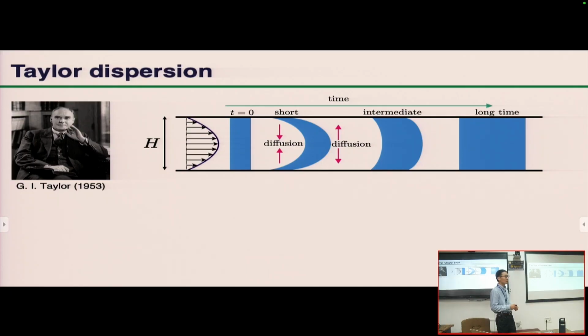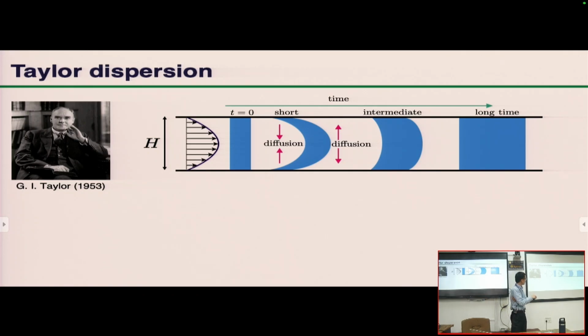What he discovered is that the diffusivity at long times is not equal to the molecular diffusivity. Keep in mind, in this case there's no activity, just passive Brownian particles. It is higher than the Brownian diffusion in the case of flow. So that's a very interesting phenomenon.